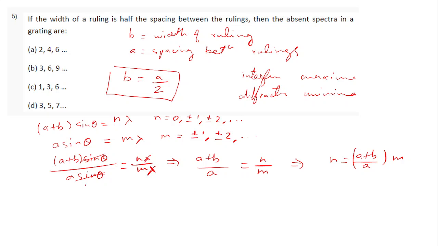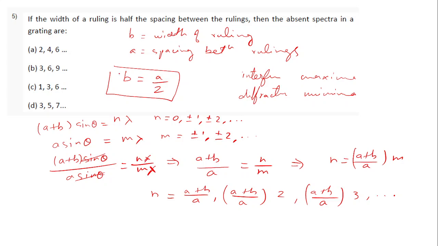Now, with m equal to 1, 2, 3 and so on, the absent spectra will be where this condition happens, when the interference maximum and diffraction minimum are overlapping. So the absent orders will be (a plus b) over a, (a plus b) over a times 2, (a plus b) over a times 3, and so on.